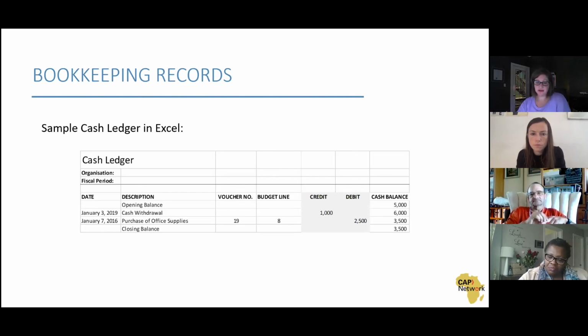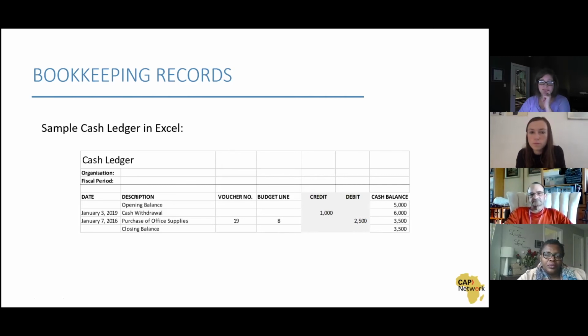We treat the cash box as if it's an account, right? A bank account. So you still have your opening balance. So that's the amount that was in your cash box at the beginning of the financial period. You got the credit of 1,000 that was withdrawn from the bank and put into your cash box. So the balance goes up. And then you have a cash payment out of the cash for office supplies, and that is debited from the cash account. And you have a closing balance of 3,500.